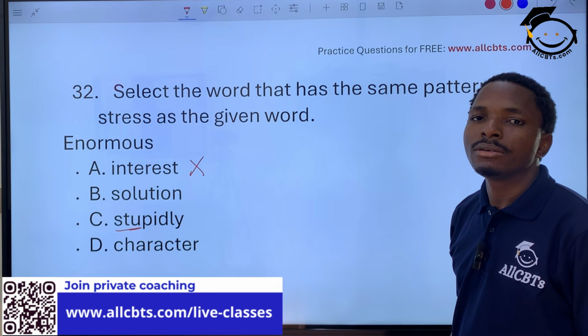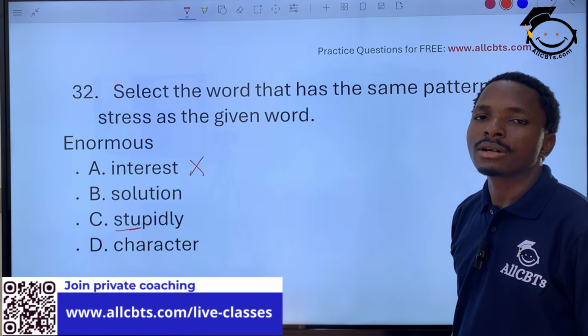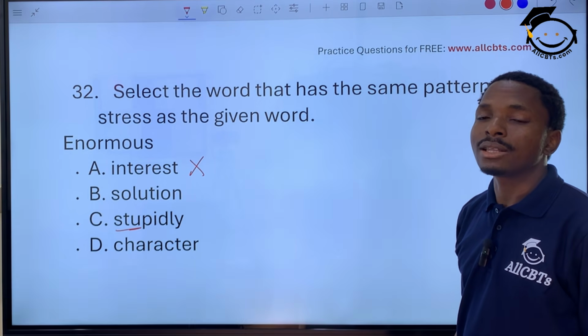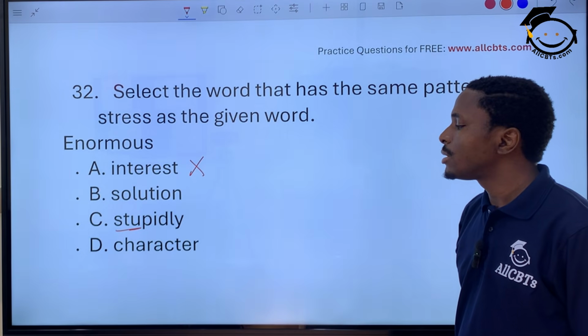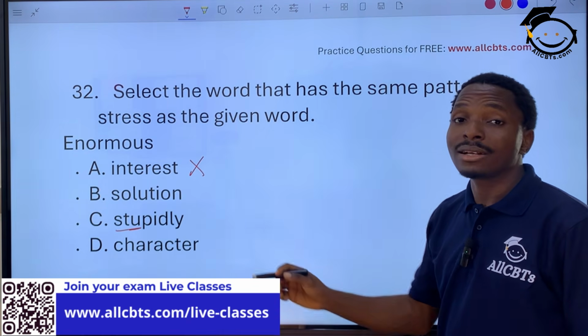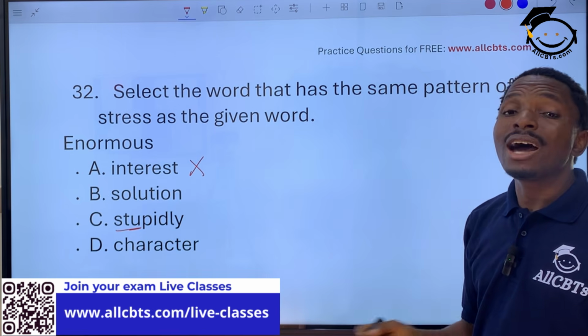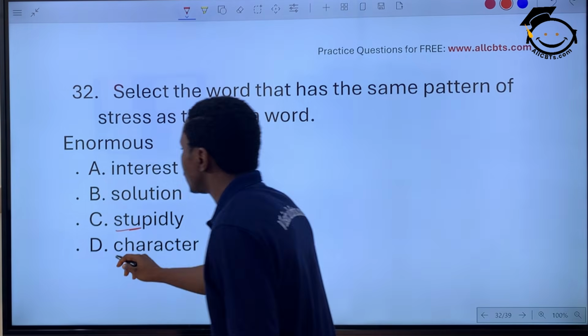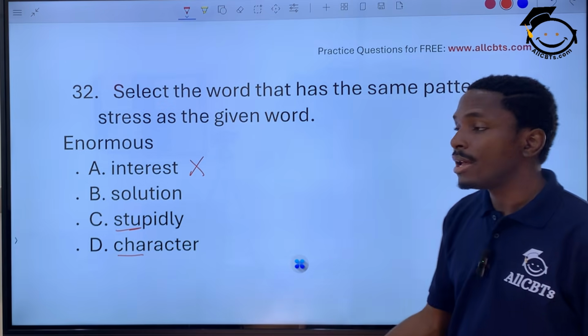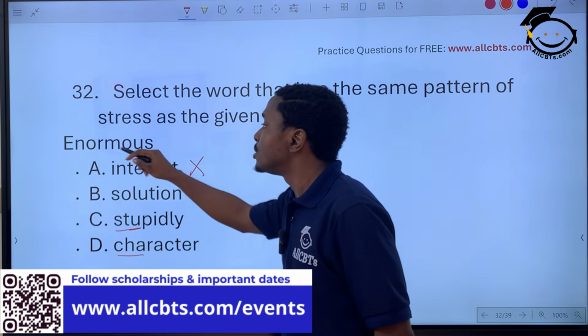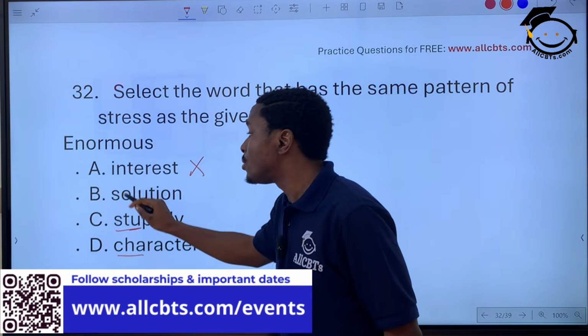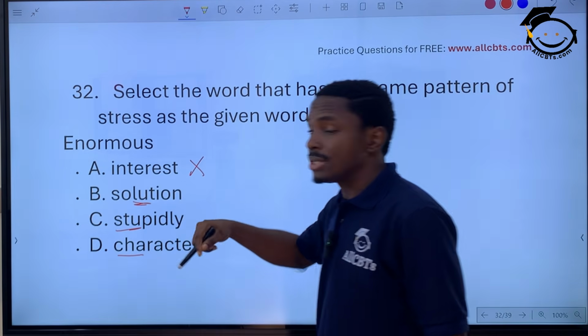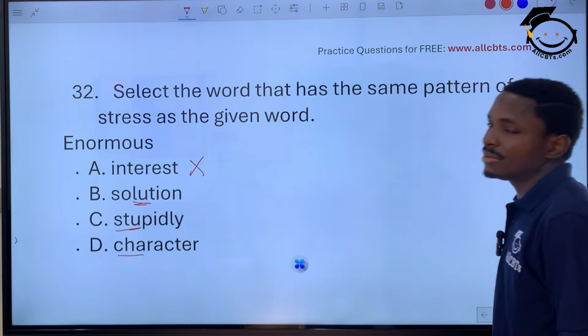Character. Character is on the first syllable. That's a bad character. So character is on car. Enormous, the stress is on the second one. This is the only word that has stress, the second one. Are you there?